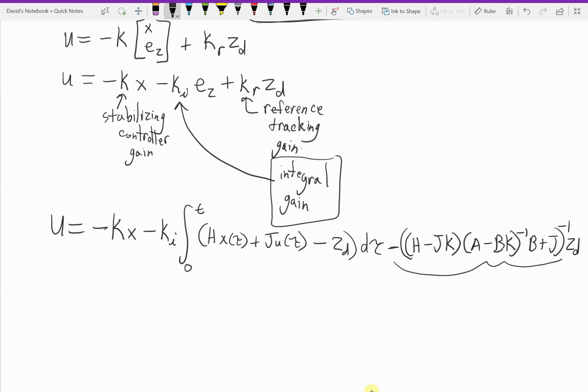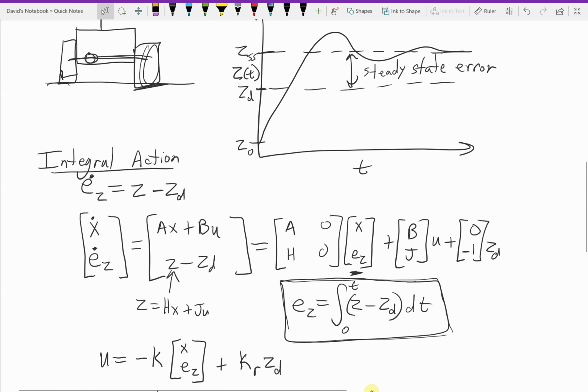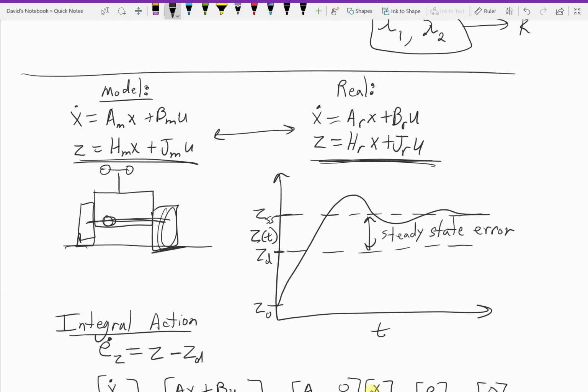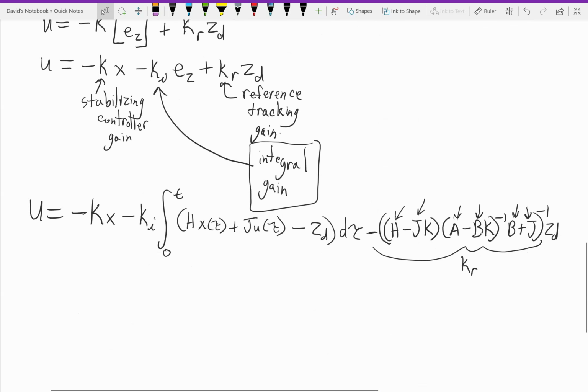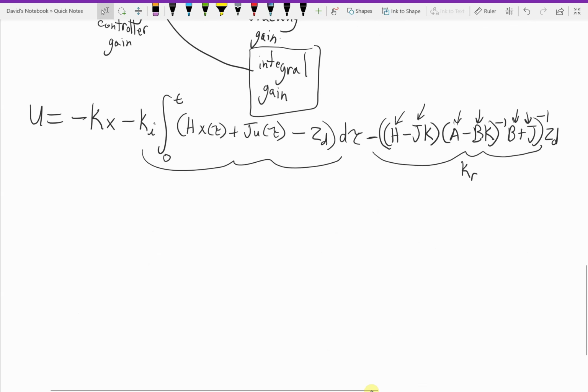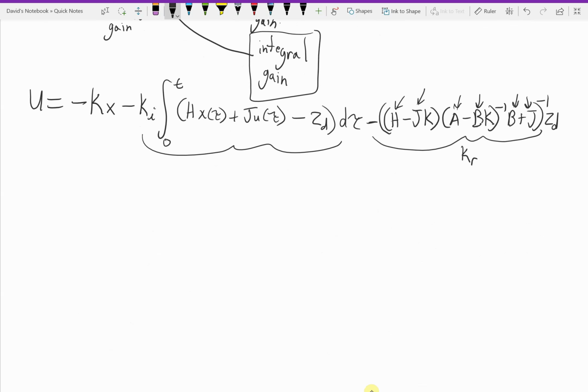Okay, where this term is KR, and these parts right here have to be modeled parts of the state space, which, remember, was the cause of the steady state error originally. So we're hypothesizing that this longer controller is going to get rid of steady state error by virtue of this term. Okay.